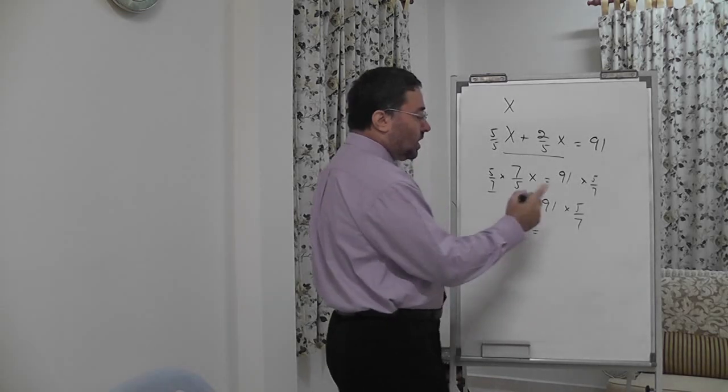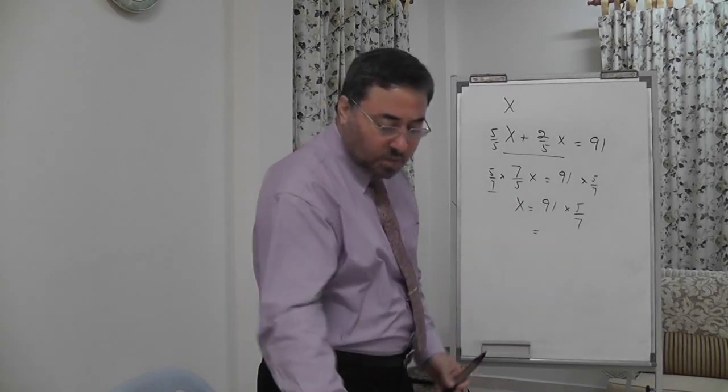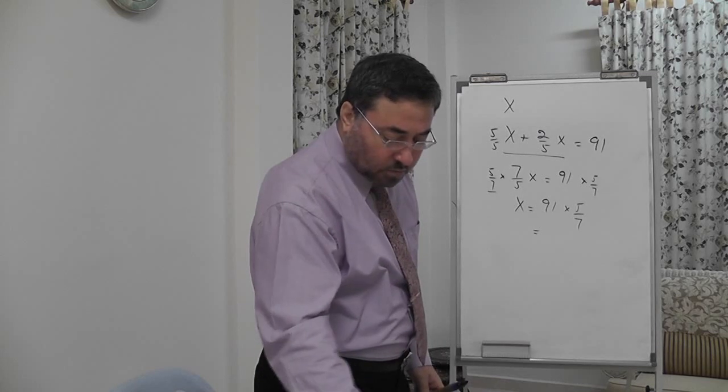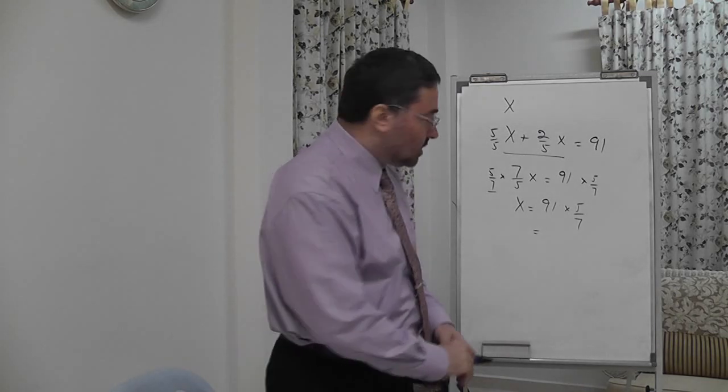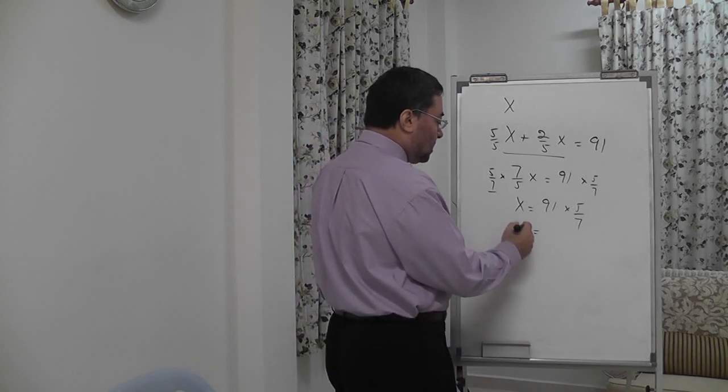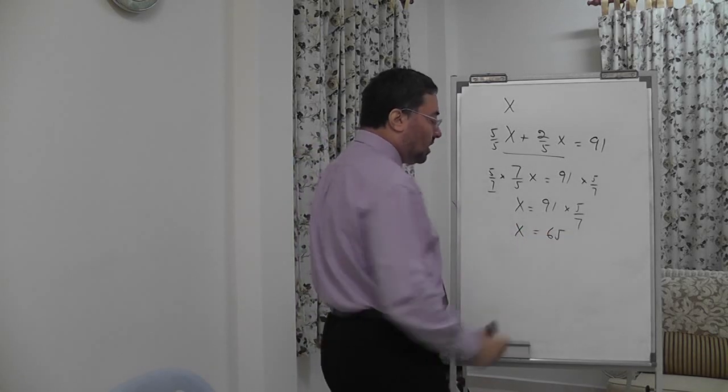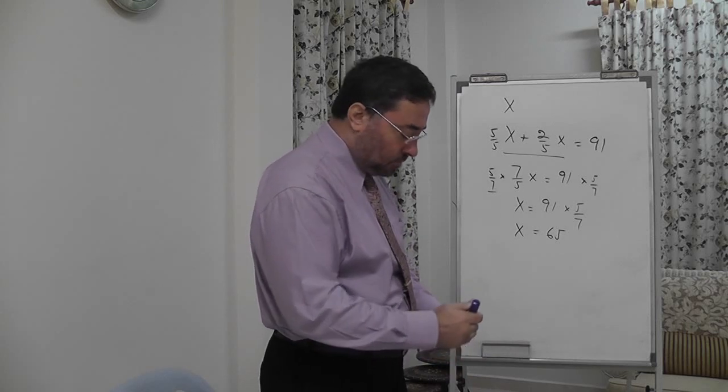Now we multiply 91 times 5 and divide by 7. So that will be 91 divided by 7 is 13, times 5, and that's 65. So x equals 65. This is the cost of the book.